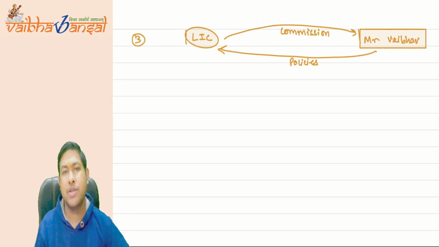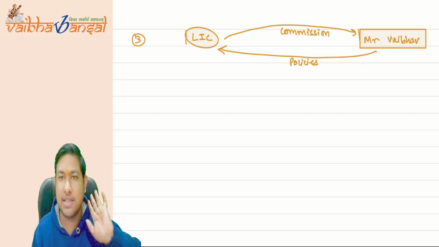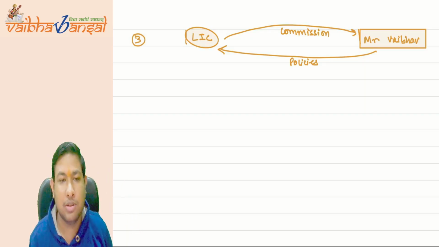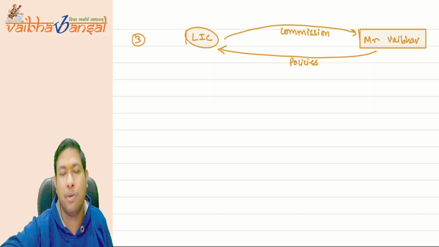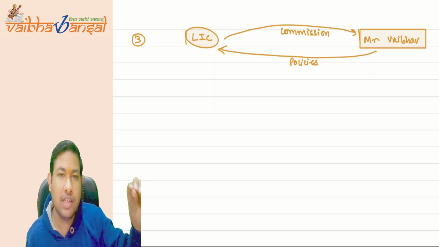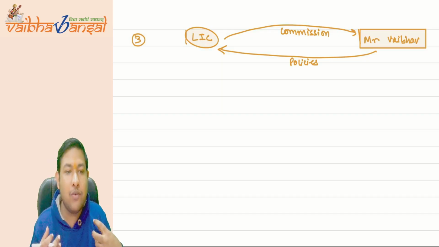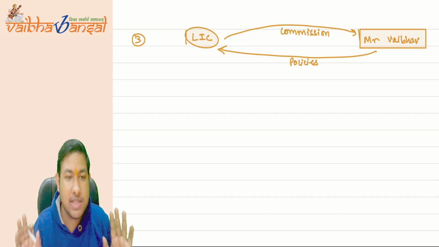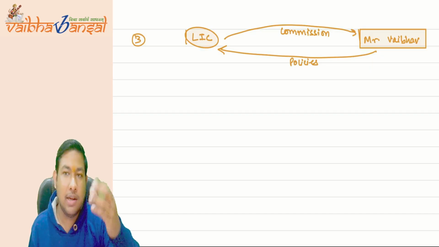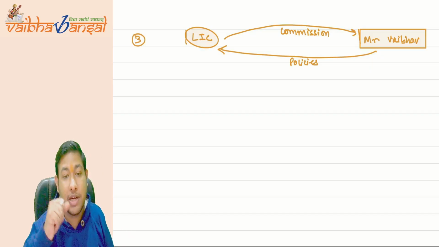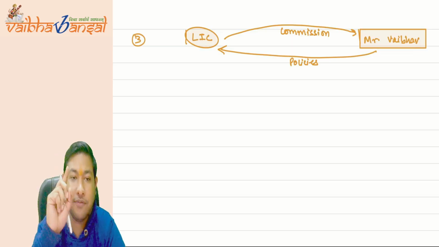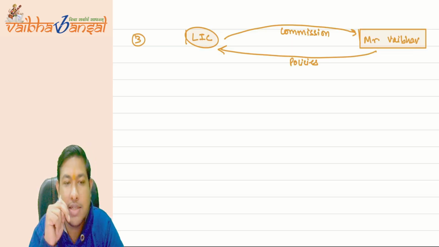So Mr. Weber is also running a business of selling life insurance policies on behalf of the LIC, and earning commission. If it is a business for that person, Mr. Weber, then it will be taxable under the head PGBP, under the first point only. Now, what is the problem?